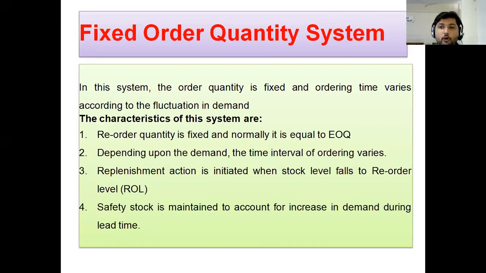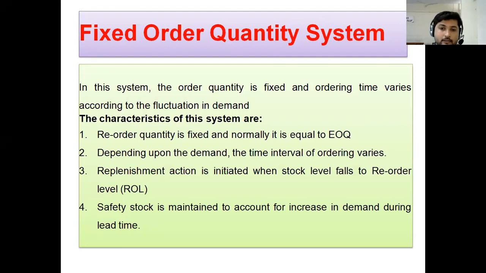So the fixed order quantity system, or fixed quantity system, is also called a Q type of system. In this system the order quantity is fixed. Per order, how much quantity you have to order, that quantity is fixed and the time will vary according to the fluctuation in demand. Whenever your stock level reaches the ROL, the reorder level, you order that quantity. That is the fixed order quantity system.